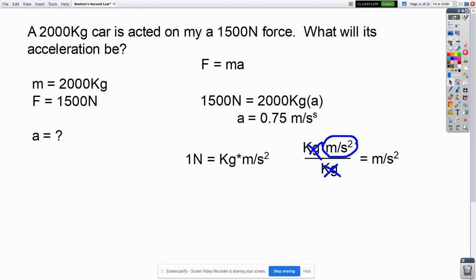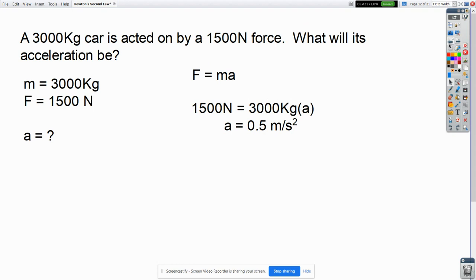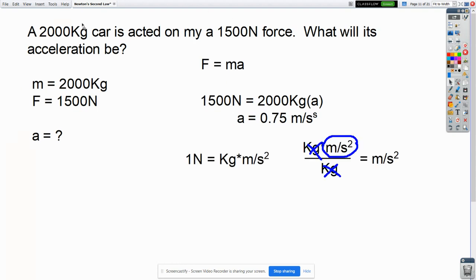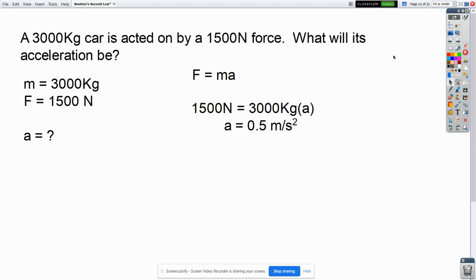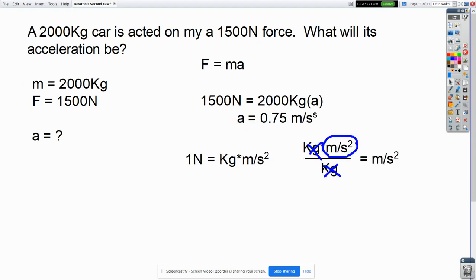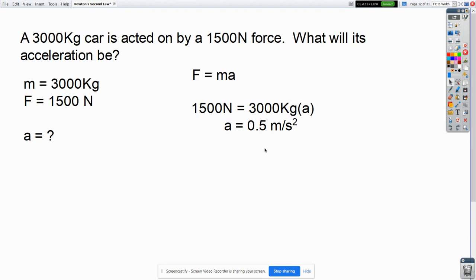Now I did these two problems side by side because I want to demonstrate what changing the mass does. In the first one, the mass was 2,000 kilograms. We increased that to 3,000 kilograms. We increased the mass of the car, and by increasing the mass, we decreased the acceleration. We went from 0.75 meters per second squared to 0.5 meters per second squared. Again, demonstrating that inversely proportional relationship. As we increased the mass of the car, we decreased the acceleration.